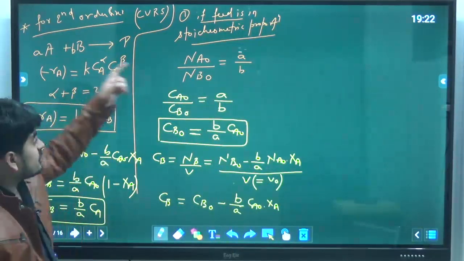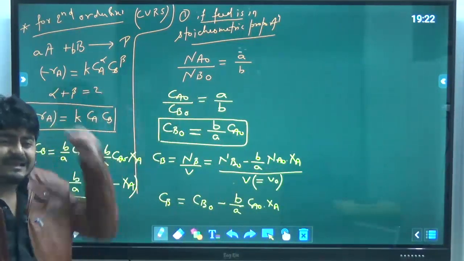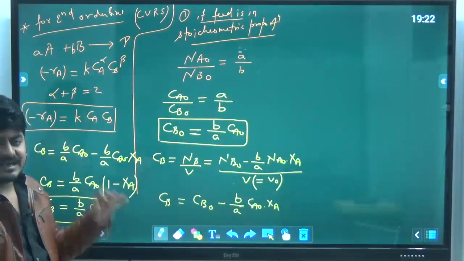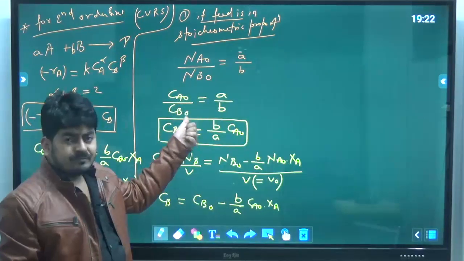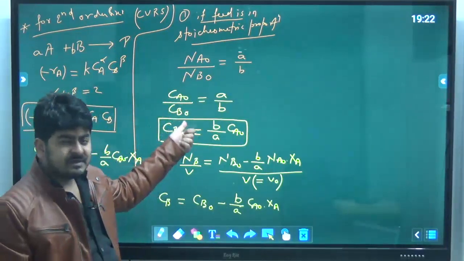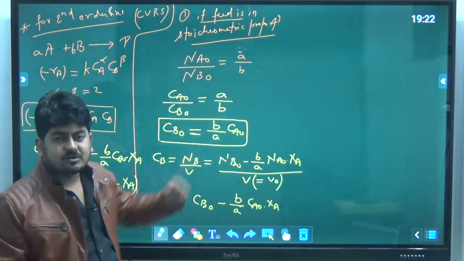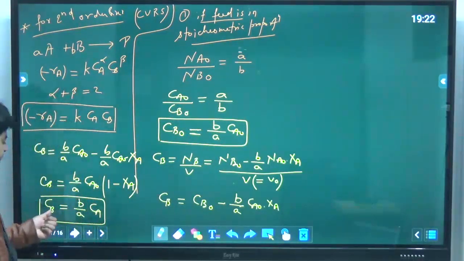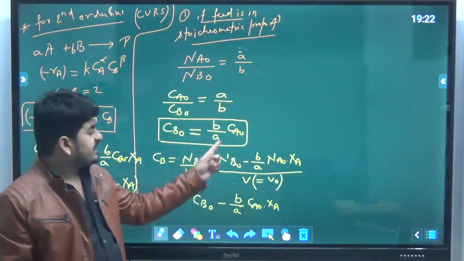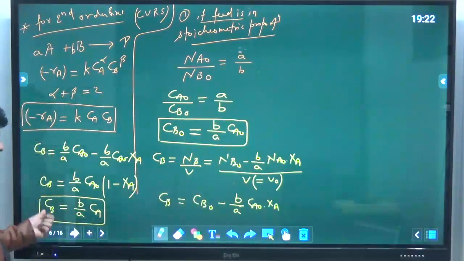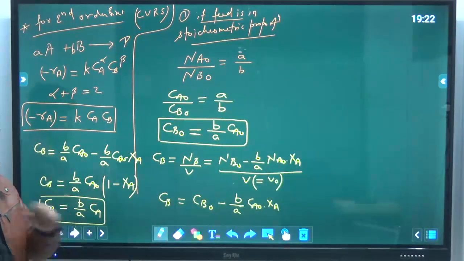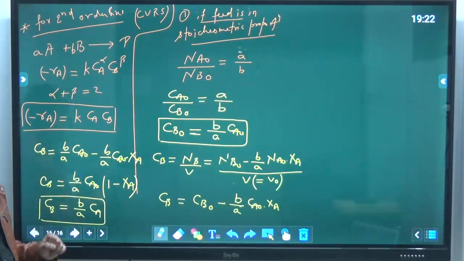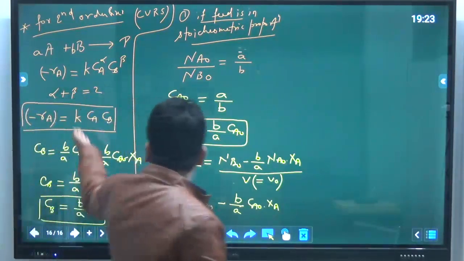If feed is in a stoichiometric proportion, then at any point during the process, at any time during the process, the molar ratio of reactants will be same as their stoichiometric ratio. As you can see, Cb0 is equal to B by A times Ca0, and here as well Cb is equal to B by A times Ca. It means the molar ratio of reactants will always be same as their stoichiometric ratio if feed is in a stoichiometric proportion. So just put this value here.